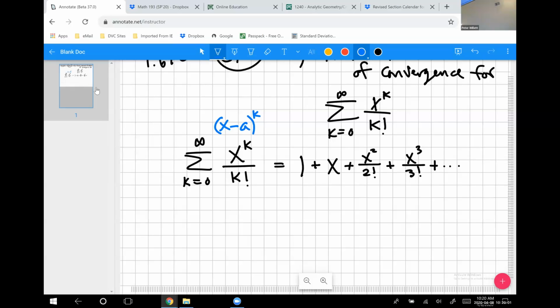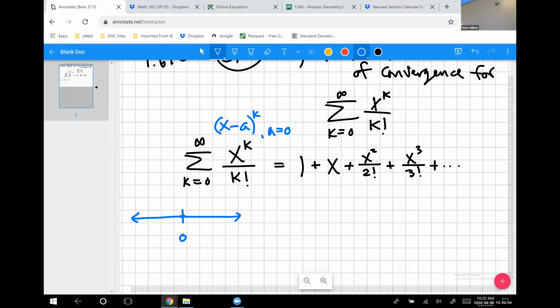So if you just have x to the k, that means that a is equal to 0. So we have x minus a to the k, but a is equal to 0. So that means if we're trying to think about a radius of convergence, we're imagining that the domain of this function starts at 0. I can definitely plug in a 0, because if I plug in a 0 into this polynomial, I just get 1.